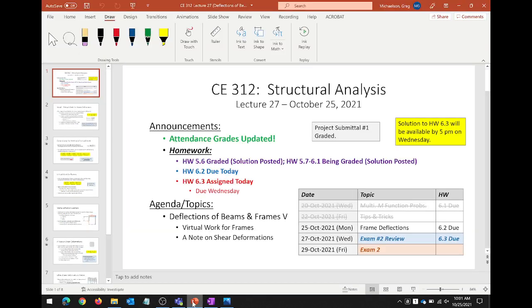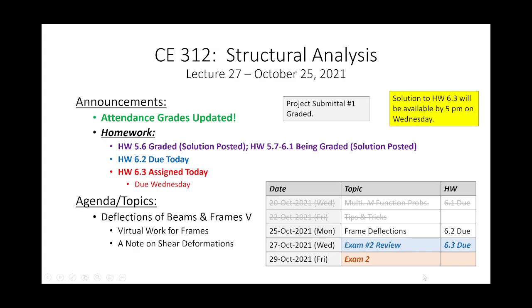Okay, let's get started. Let's handle a couple of logistical items. First off, in terms of homeworks, we've got some homeworks that are still outstanding, at least as of this morning. Homework 5.7 and 6.1 are being graded. The solution is posted.